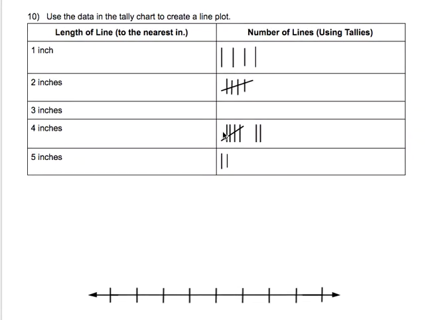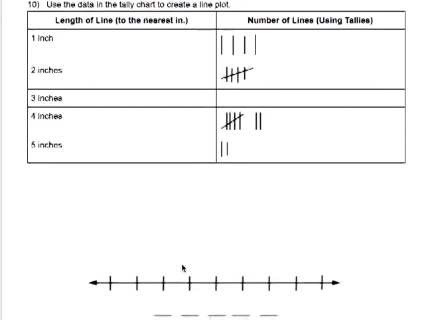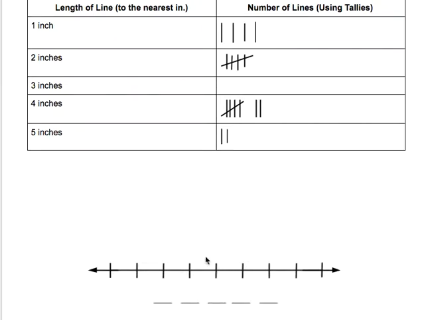Last question. Number 10, use the data in the tally chart to create a line plot. So here is the data. Length of a line to the nearest inch, 1 inch, 2 inches, 3 inches, 4 inches, 5 inches. Number of lines, using tallies of course. Looking at this data, make a line plot below.